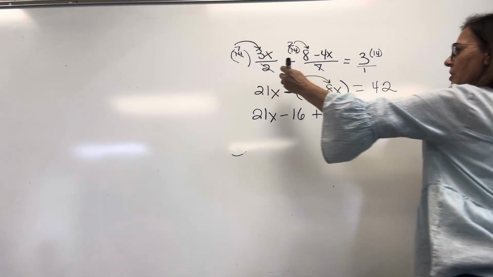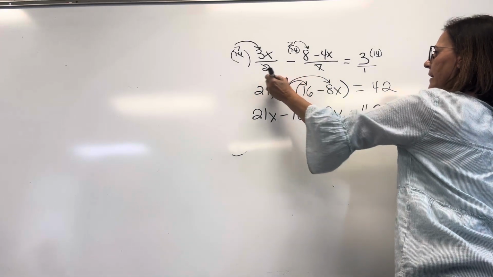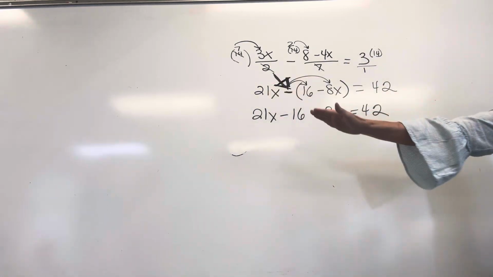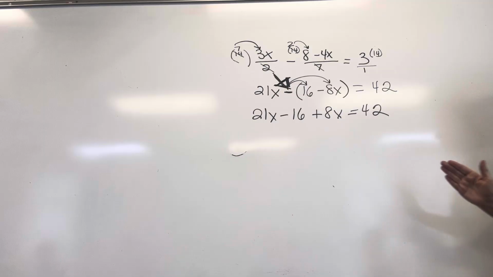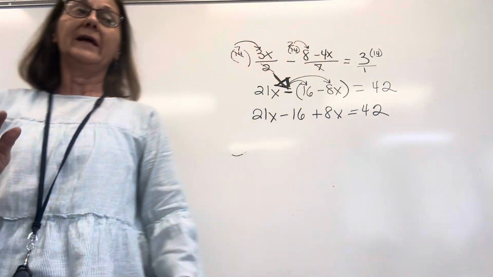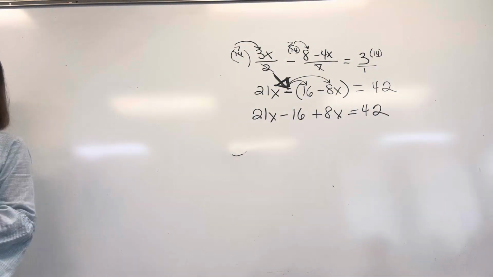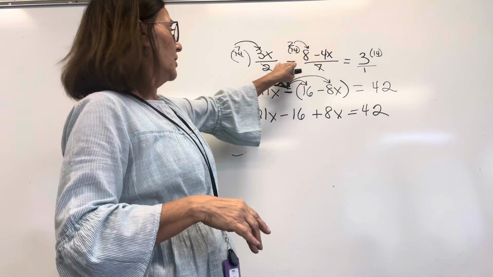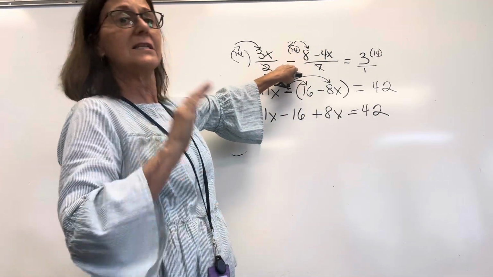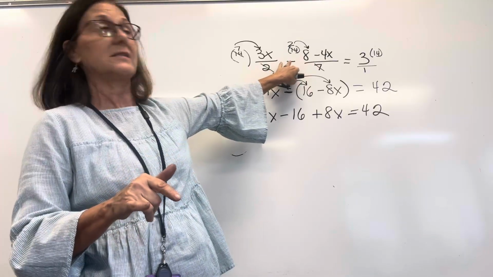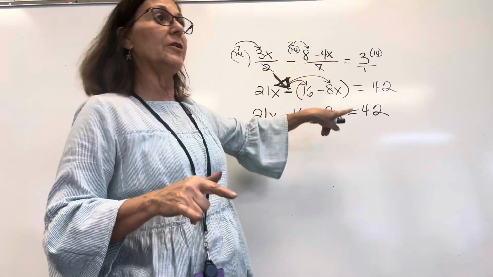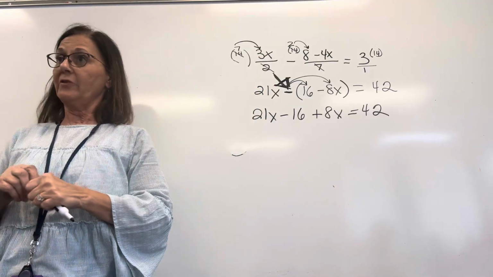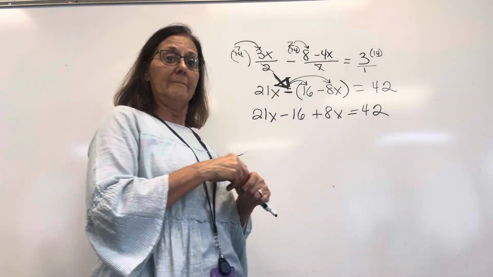Right here, ladies and gentlemen, right here is where students are going to make a mistake. Not distributing that negative to both of the terms in the numerator. It is such a common mistake. So, when you have 2 terms in a numerator, you take this sign if it's a minus. It doesn't change anything if it's plus. But if it's a minus, then you put that numerator in parentheses and distribute that negative to both of the terms in the numerator. Got it?